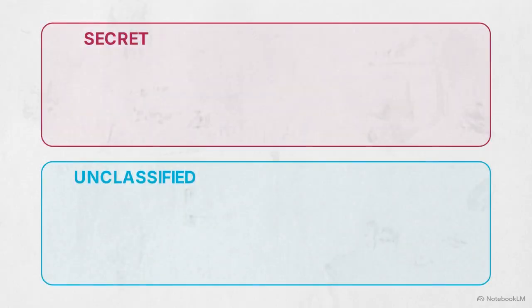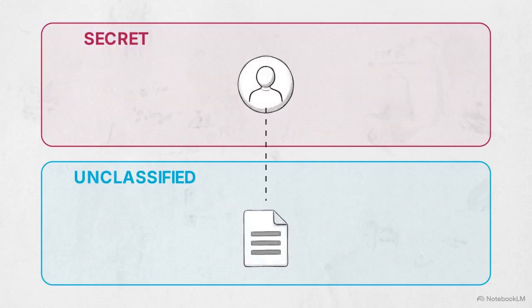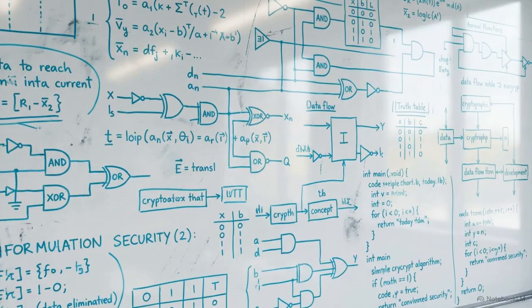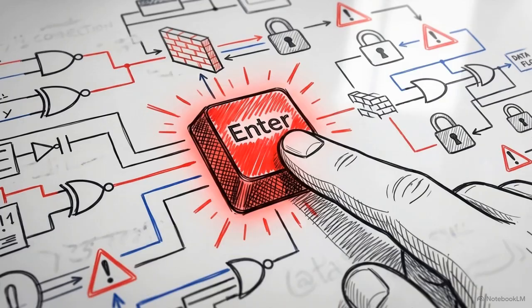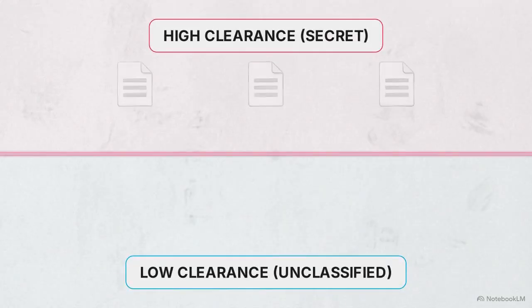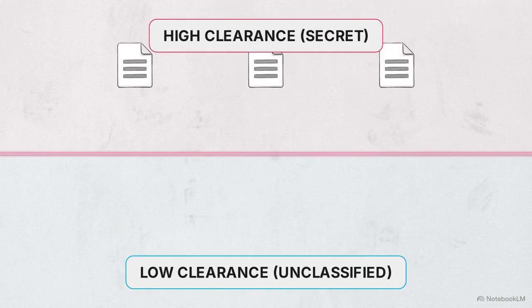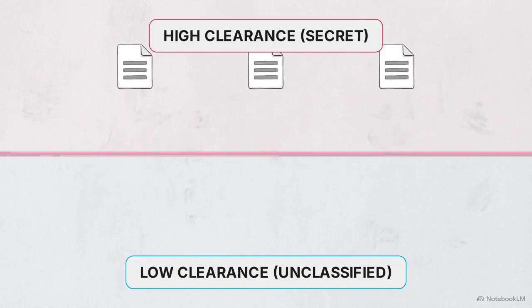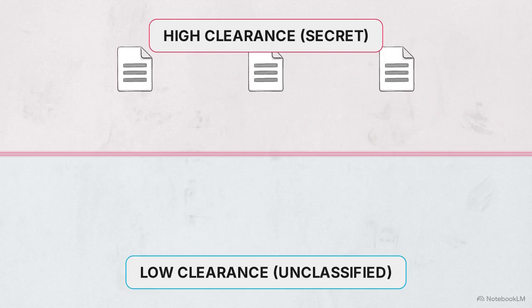If a high-clearance subject writes to a lower classified object, they could intentionally or accidentally copy secret data into an unclassified space. In system design, this specific restriction is formally defined as the star security property. It is universally memorized by engineers with a simple rule: no write down. Bell-LaPadula achieves confidentiality by prioritizing the containment of secrets over the functionality of the user. It strictly prevents any downward flow of data.